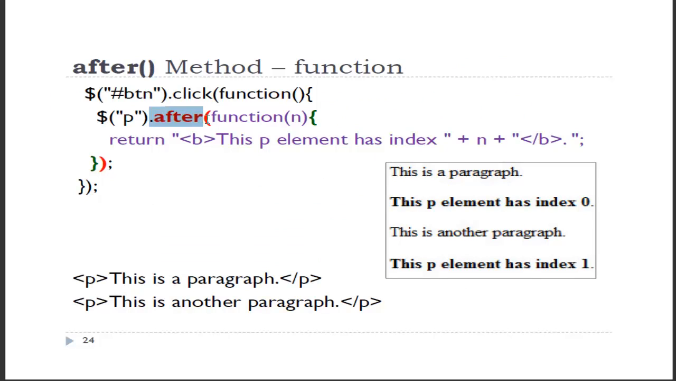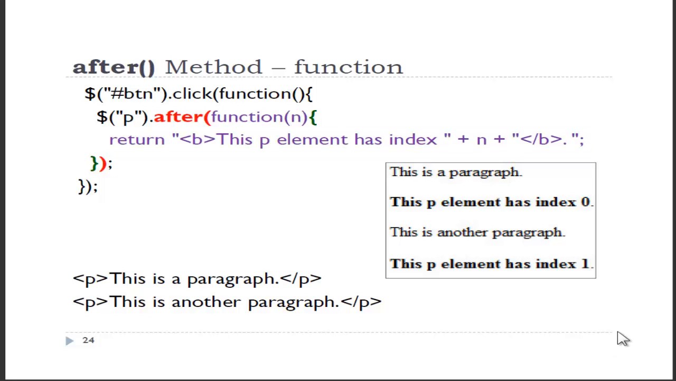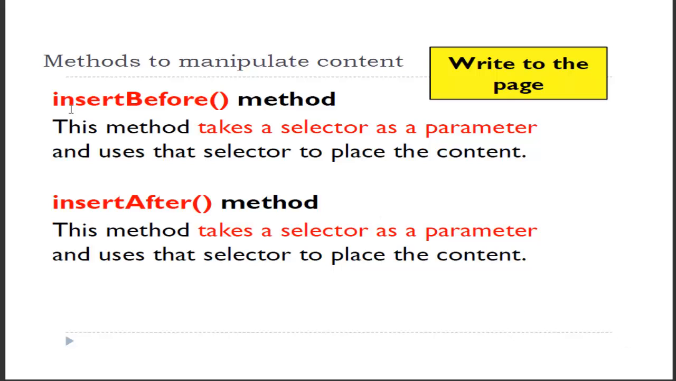The after method also can take a function, which uses an index value, so that we can place that content after each selector differently with respect to the index value. We also have insert before and insert after. Similar to prepend to and append to, they take a selector as a parameter. And here again, all of these methods are in some way allowing us to write to the page in a different context.